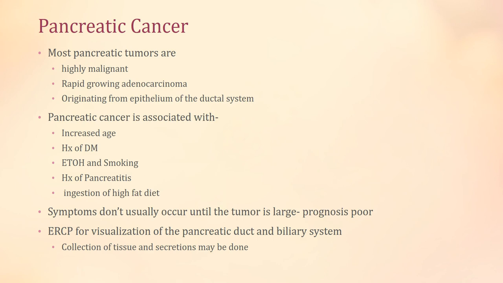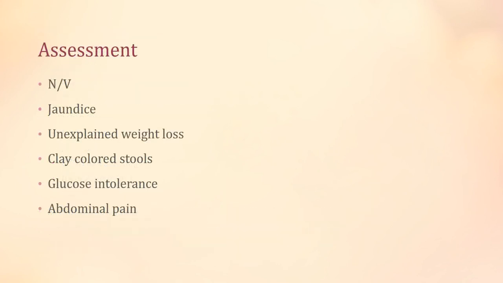Let's see here, things that they can do as far as testing. They can do ERCP for visualization of the pancreatic duct and biliary system. The collection of tissue and secretions may be done. For an assessment, you're going to look at nausea and vomiting. You're looking at jaundice, unexplained weight loss, clay-colored stools, glucose intolerance, and abdominal pain.